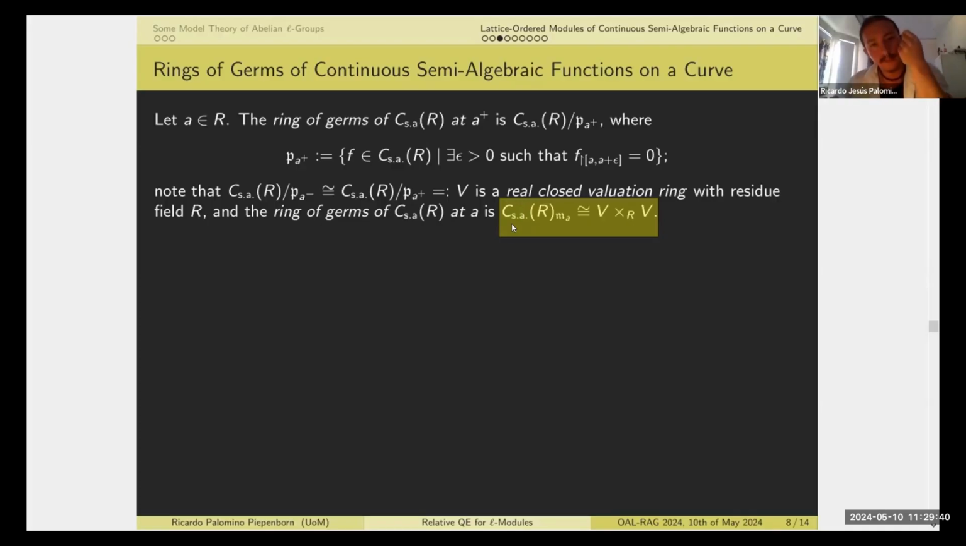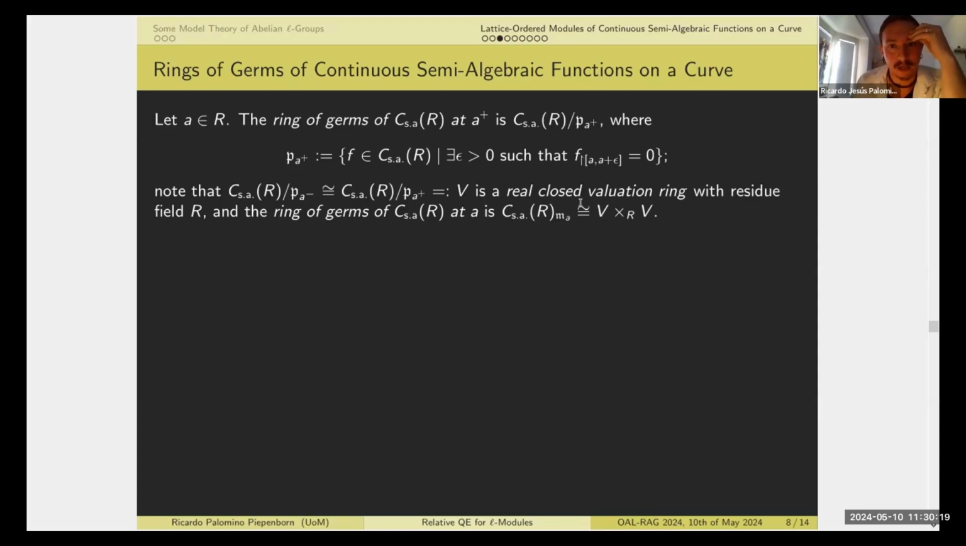If I give you a germ of continuous semi-algebraic functions on R at a point A, what is this? You can think of such a germ as a pair consisting of a germ at the left-hand side of A and a germ at the right-hand side of A, and then you want these two germs to be compatible. You want these two germs to be equal when evaluated at A. And this statement of being equal when evaluated at A is captured algebraically by this fiber product, right? So that's more or less the intuitive way of thinking about this isomorphism.